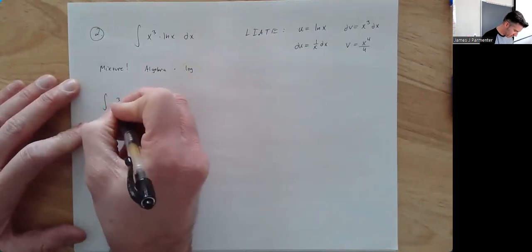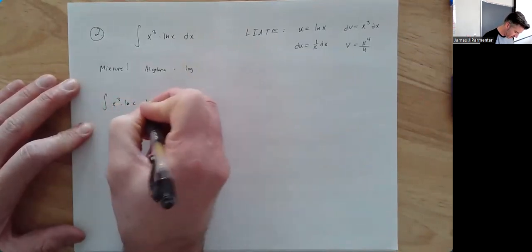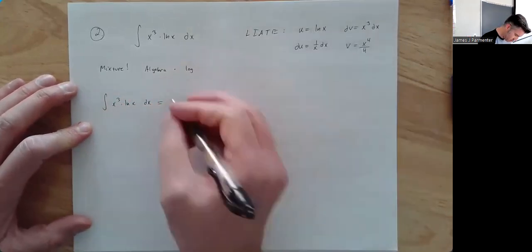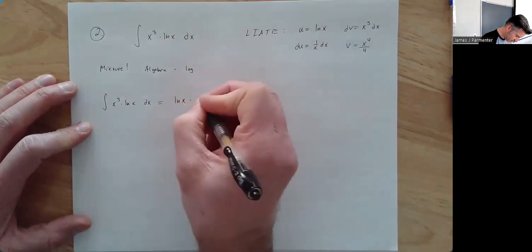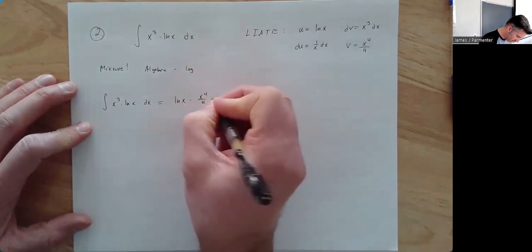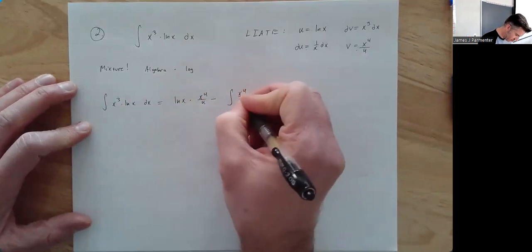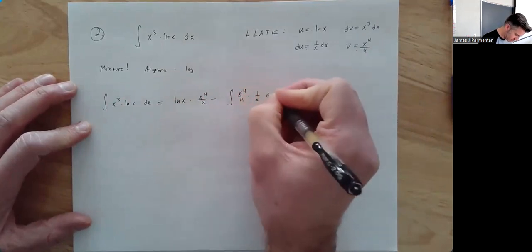So the integral of x cubed times natural log of x dx is going to be uv, the natural log of x times x to the 4th over 4, minus the integral of v du, which is x to the 4th over 4 times 1 over x dx.